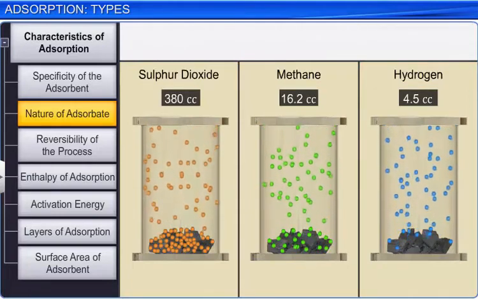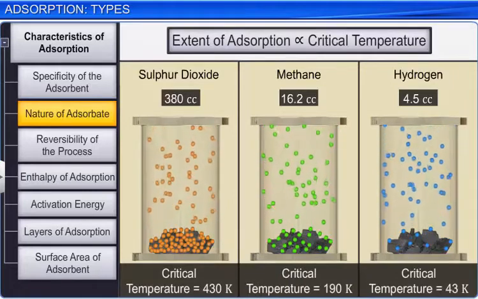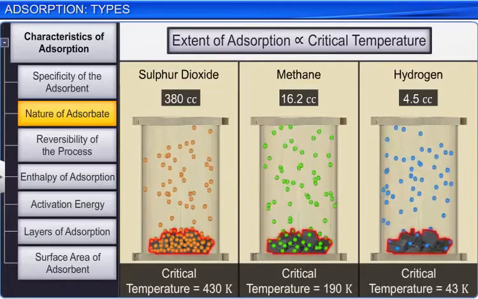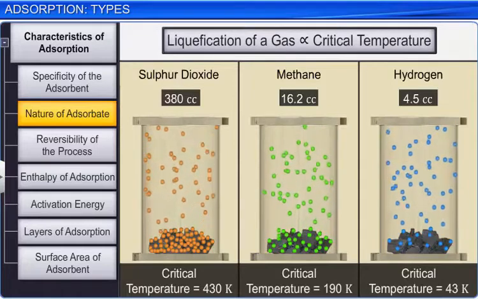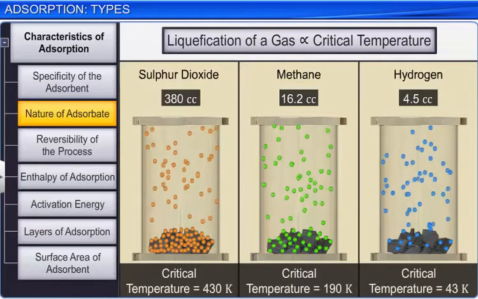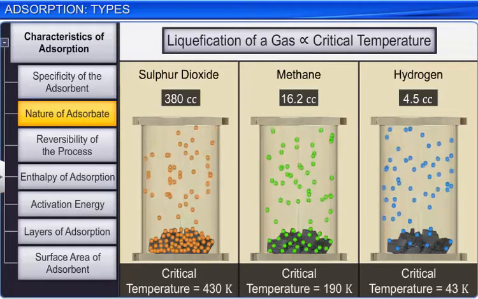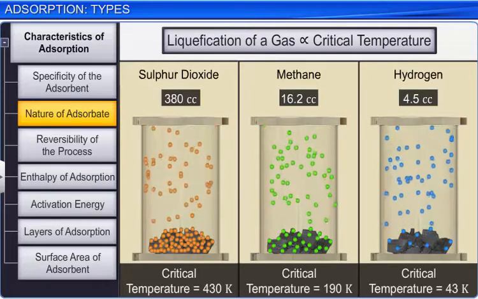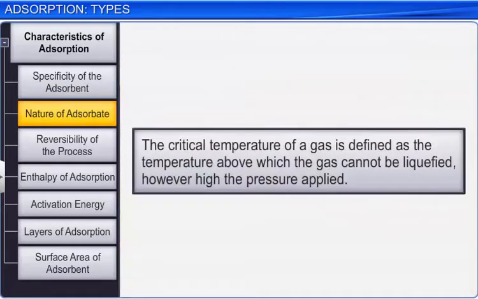It may be seen from the critical temperature values that higher the critical temperature of a gas, the greater is the extent of adsorption. This is because gases that can be easily liquefied have high critical temperatures and are more easily adsorbed. This can be attributed to the fact that the van der Waals forces are strong in the range closer to the critical temperature of that gas. The critical temperature of a gas is defined as the temperature above which the gas cannot be liquefied, however high the pressure applied.